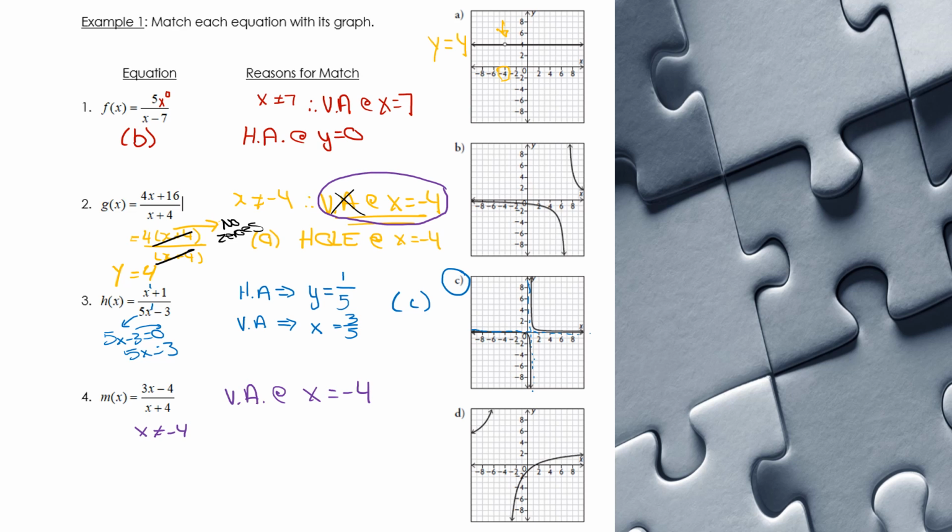The degrees are the same. So our horizontal asymptote is going to be leading coefficient divided by leading coefficient, 3/1, which is 3. So horizontal asymptote at 3, that looks like that fits. Vertical asymptote at -4, there's -4. So that looks like that fits too. We could also go further and find x-intercepts and y-intercepts, but this answer is pretty clear. It's going to be D.